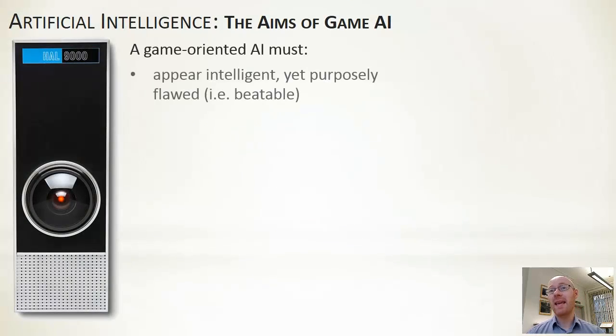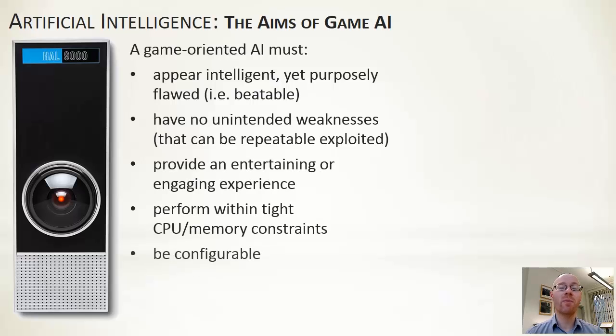As to the aims of the AI we would have within games, I've got a list of them here. It has to appear intelligent, obviously, yet purposefully flawed. So we want our games to provide us with an engaging experience, but not one that's going to routinely beat us. Ultimately, we want to come out on top. I think that sort of speaks volumes about us as a species, but nonetheless for our AI, yes, we want nice AI, but we want to be better than it.